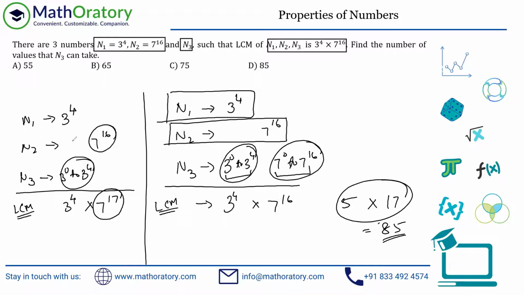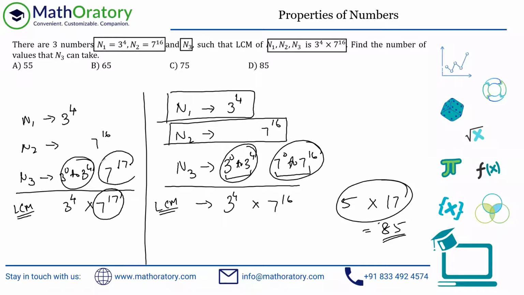But N2 is 7 to the power 16, and N1 doesn't have a 7. And just by the basic idea that I discussed at the very beginning of the solution, the highest power of 7 will be picked up in the LCM, right? And the highest power of 7 has to be 17. It cannot be in N1, cannot be in N2 because those two are already given. So N3 must have 7 to the power 17.